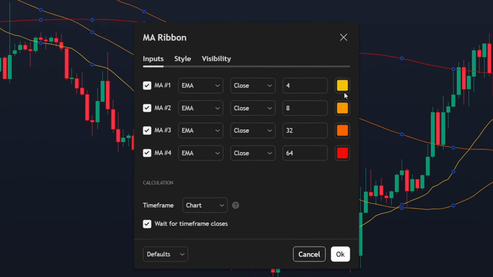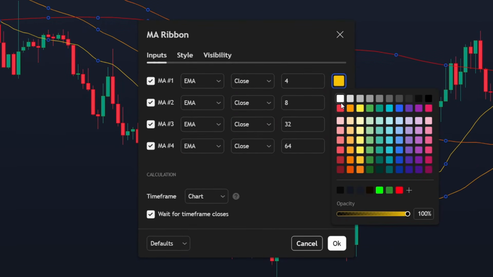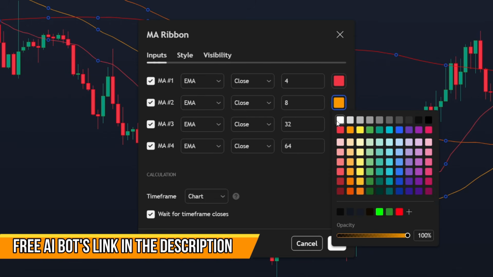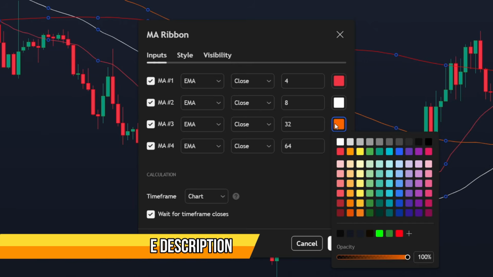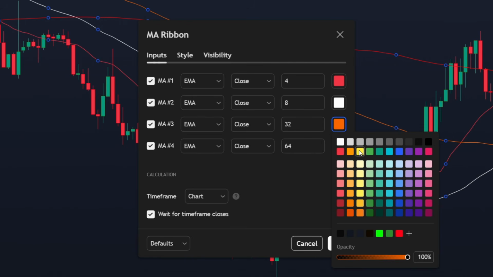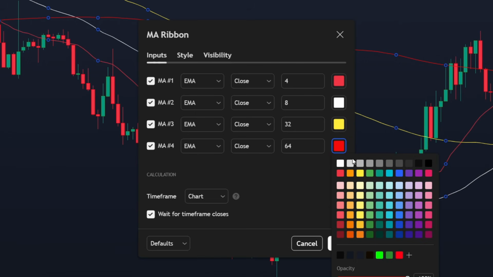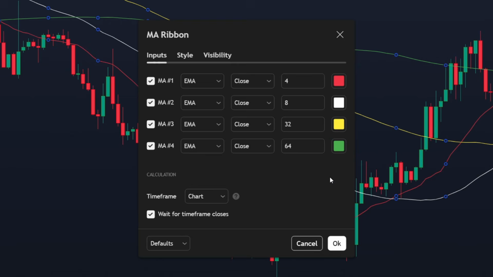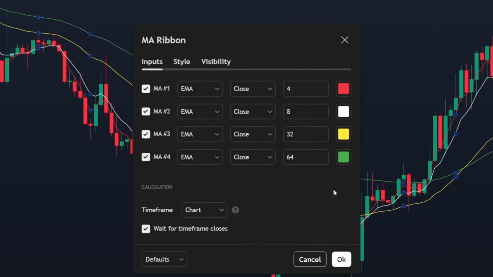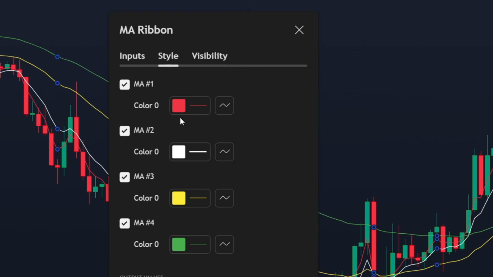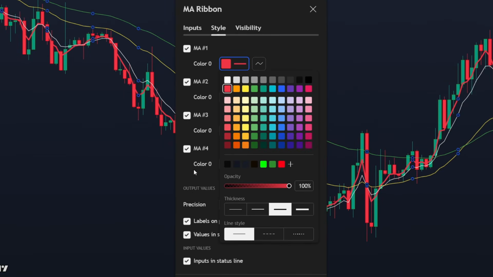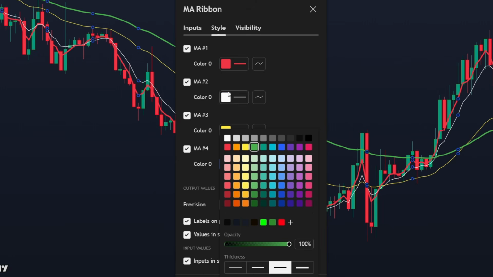Now set the colors as well so the chart becomes easy to read. Set the 4 EMA to red, the 8 EMA to white, the 32 EMA to yellow, and the 64 EMA to green. If you follow my exact settings, it will be easier for you to follow the strategy I share later in the video. After that, go to the Style tab and increase the thickness of all the lines so you can track them more clearly on the chart.